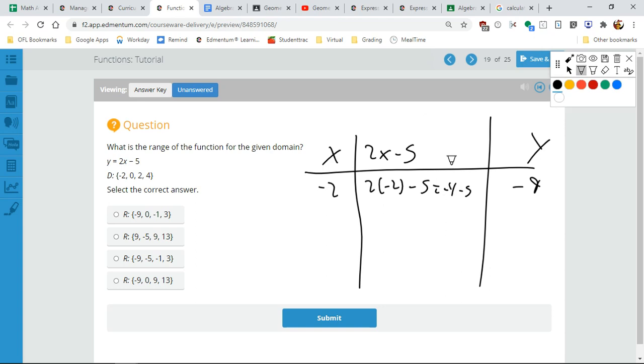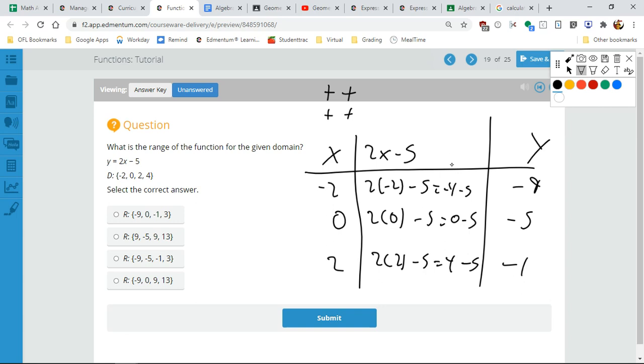So the next thing we're going to do is do it with 0. So 2 times 0 is 0, take away 5. So 0 take away 5, that's -5. Then we're going to do it with a +2. So 2 times 2, that's 4. Then take away the 5, we're going to get -1. What's happening here is we have 4 positives, 5 negatives. Every positive cancels out with a negative. And we're left with just that -1.